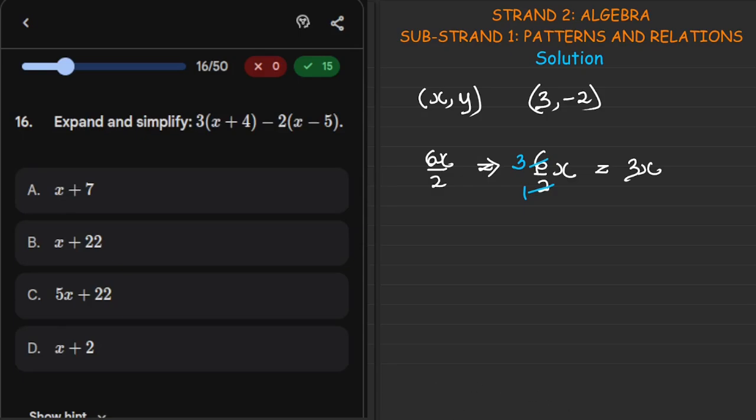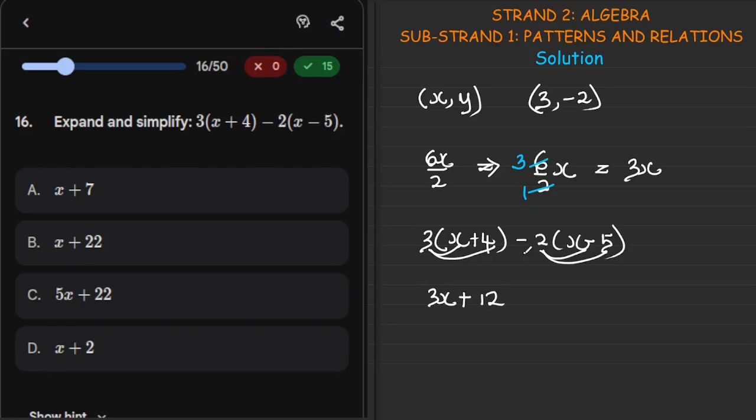Question number 16. We have to expand and simplify. So we have 3 into bracket x plus 4, then minus 2 into bracket x minus 5. This is where we apply the distributive property. The distributive property simply says if you have a term in front of a bracket, the term should multiply everything you have in the bracket. So in this case, we have 3 times x, which gives us 3x. Then we have 3 times 4, which also gives us a positive 12.